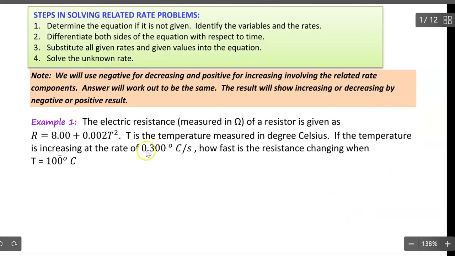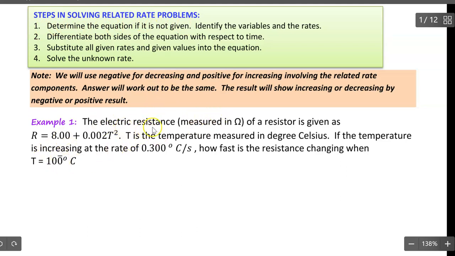So in example number 1, I have a very practical example right here, telling you that the electric resistance, measured in ohms, of a resistor can be affected by the temperature. First of all, as I mentioned, step number 1: determine the equation if it's not given to us, but in this case, it's given to us.